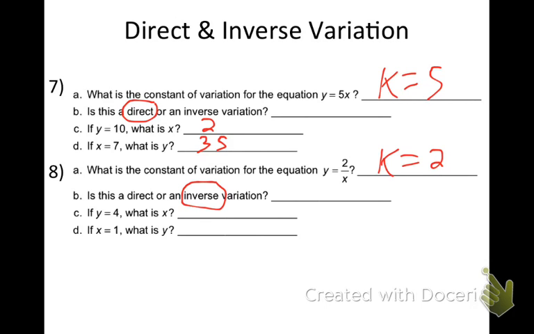Does anybody think that? Yes, sir. 0.5. Yep. Because it's inverse variation, it's not a whole number, really. My eyeballs hurt. Okay. And then letter D. If x equals 1, what is y? Y is then 2.